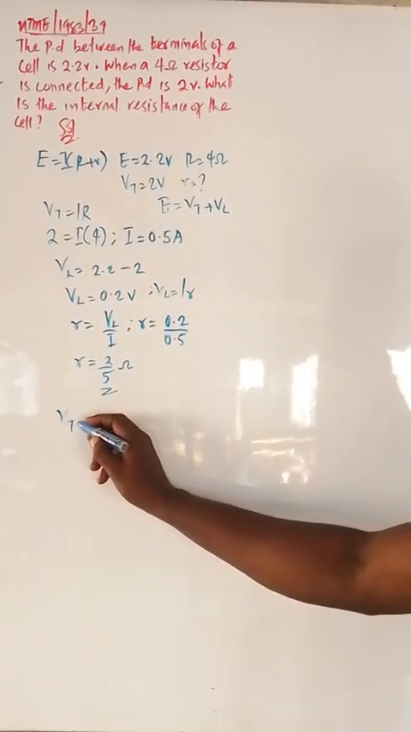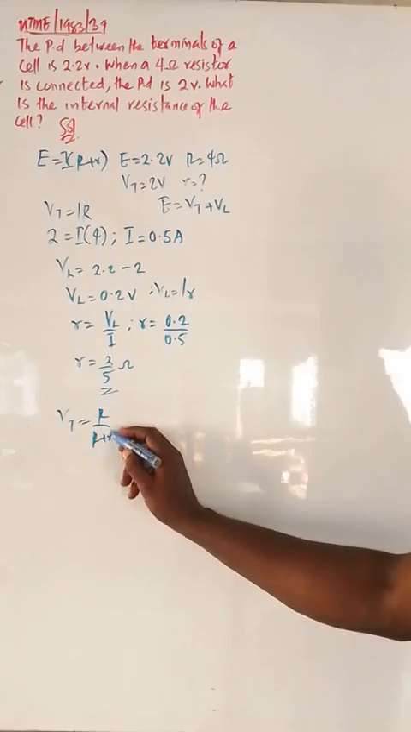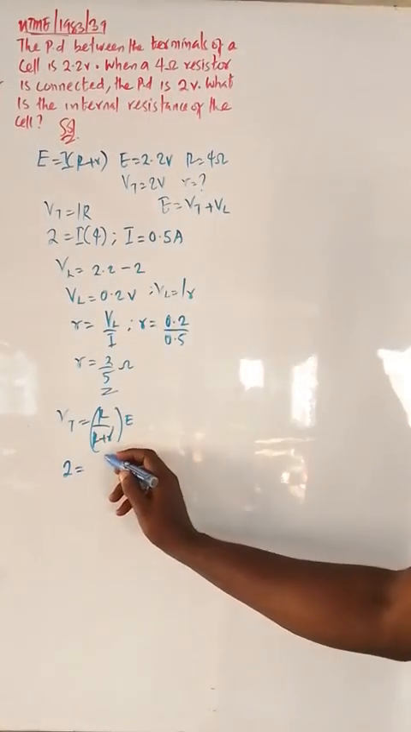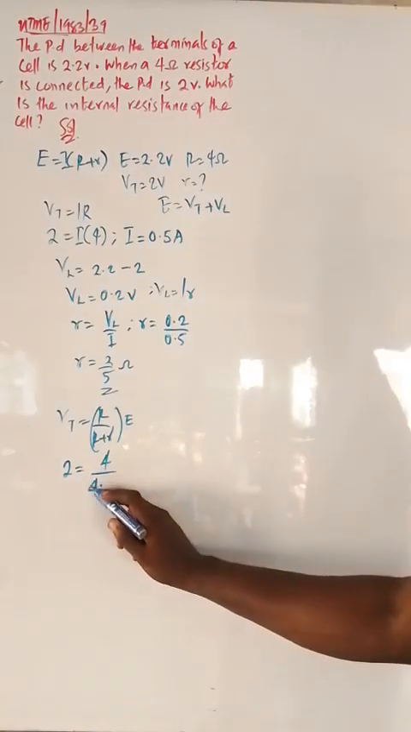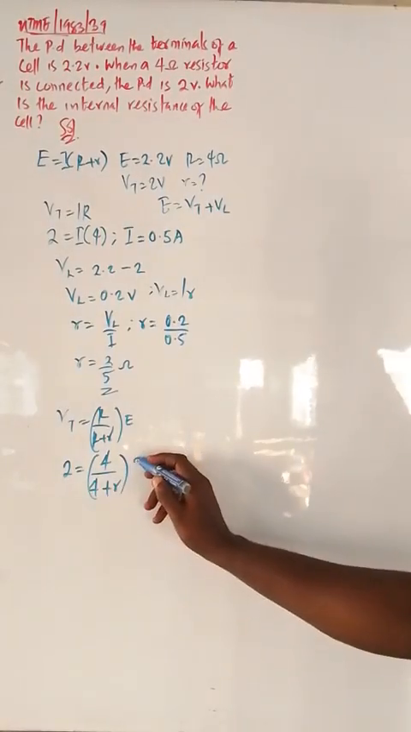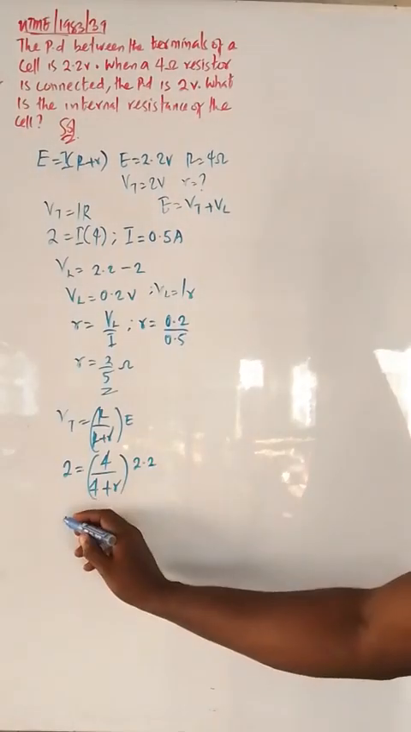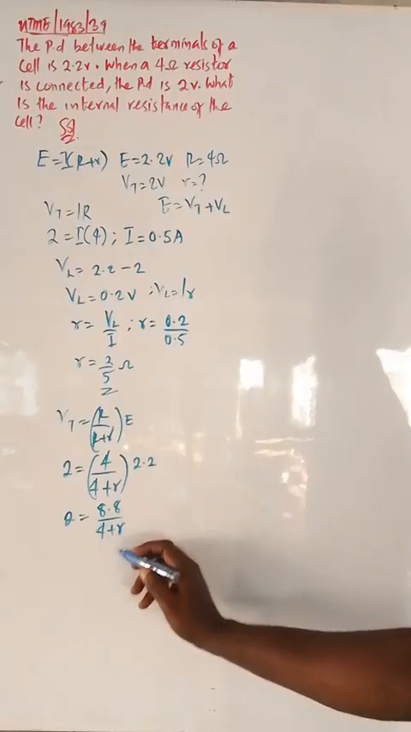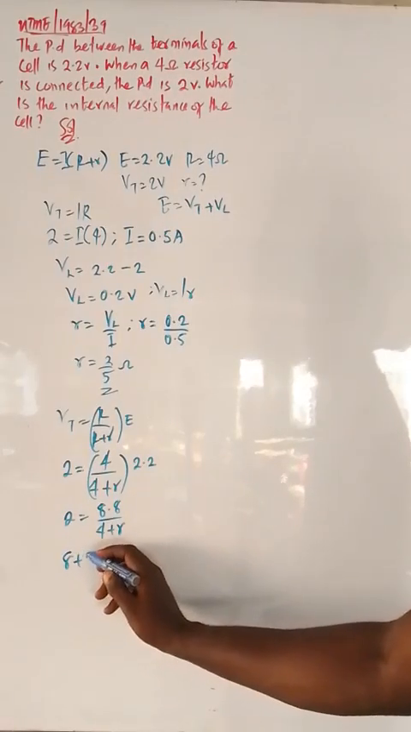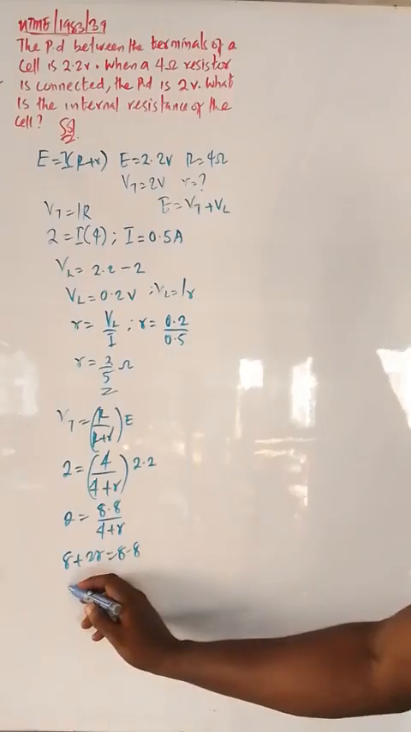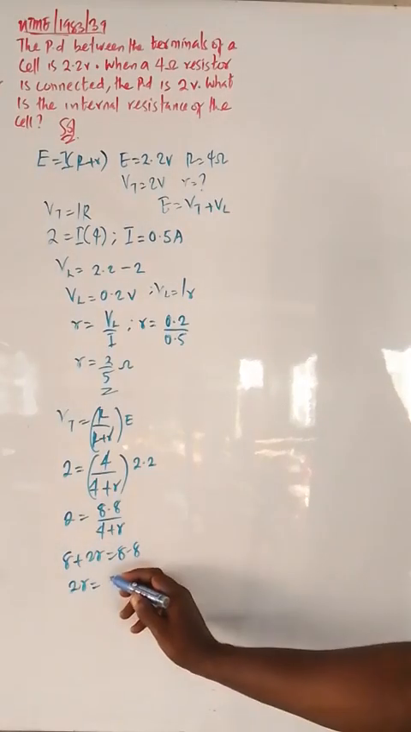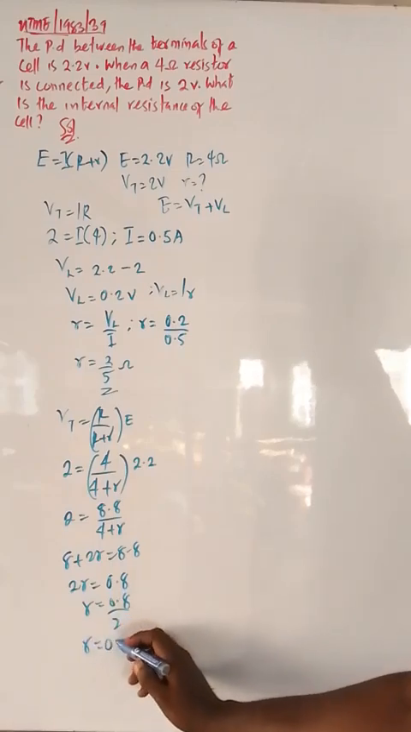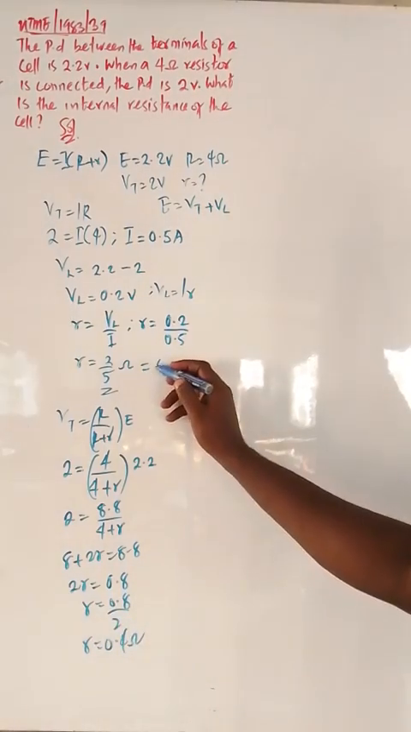So recall terminal voltage equals R over R plus r, times E. What is VT? 2. What is big R? 4, so 4 over 4 plus r, times E. And what was E? 2.2. So this 2 equals 8.8 over 4 plus r. You can multiply: 2 times 4, 8 plus 2r equals 8.8. Then 2r equals 8.8 minus 8, that is 0.8. Divide by 2, r is 0.8 over 2. So r is 0.4 ohms. Same thing as this.